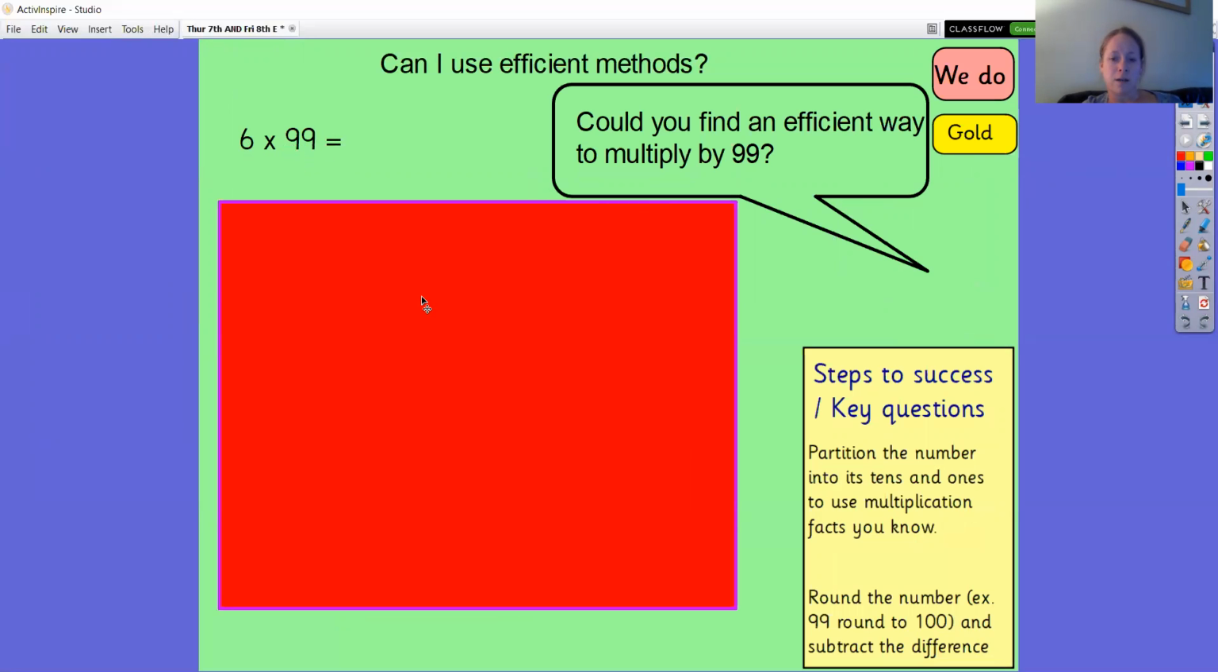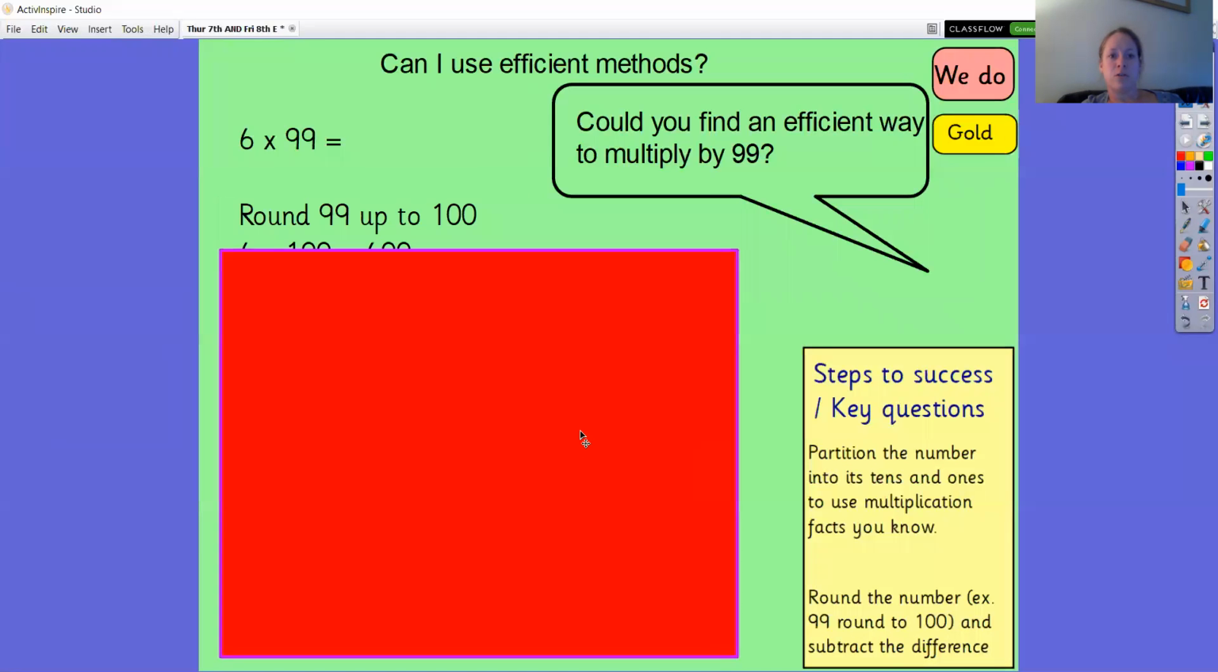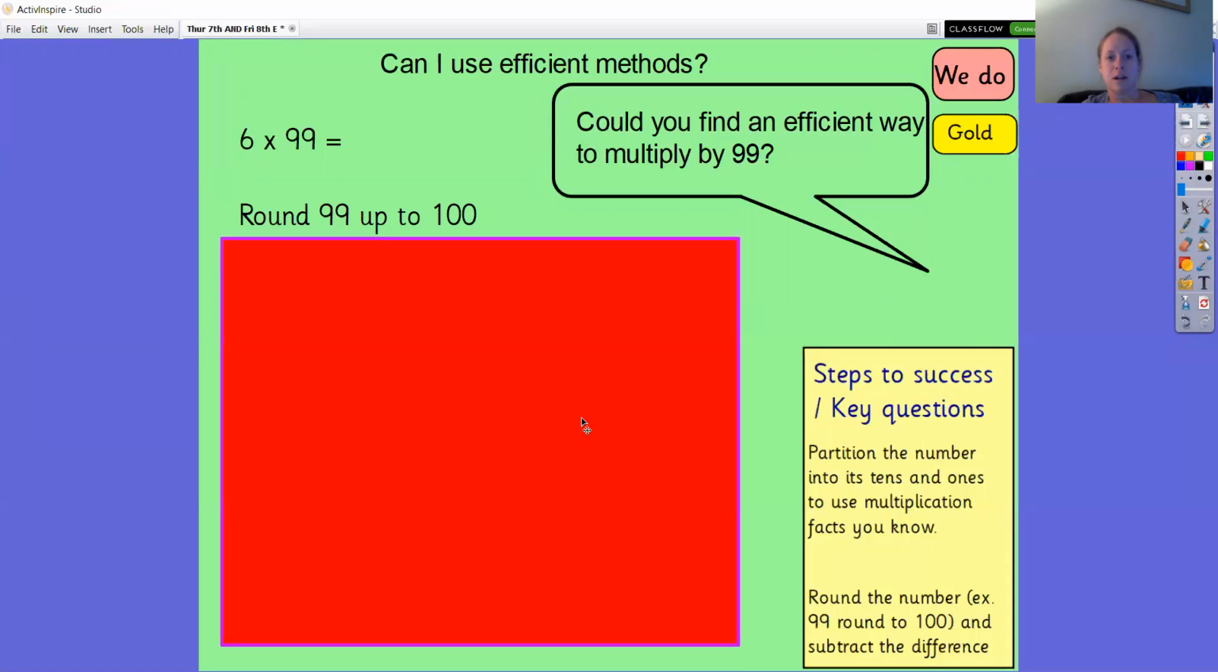But when it's 99, this is going back to when we did rounding, it's quite close to a much easier number to multiply, isn't it? There's a little clue down here in our steps to success. So we've got 99 is really close to 100. So I'm going to round that 99 up to 100. Now I have to remember that I'm going to have to take that extra one off at some point if I'm adding an extra set of 6 on. Instead of doing 99 lots of 6, I'm going to do 100 lots of 6.